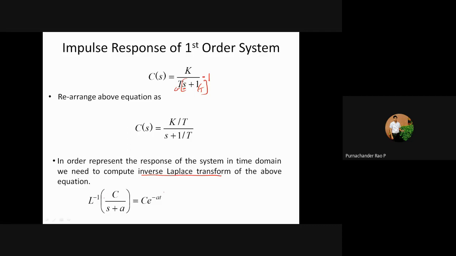The inverse Laplace transform of C by s plus a is equal to some constant C into e power minus at, and therefore this value is going to be K by T, and the exponential is e to the power of minus 1 by T into small t. So c of t will be equal to K by T into e power minus t by capital T. This is the impulse response of a first order system.